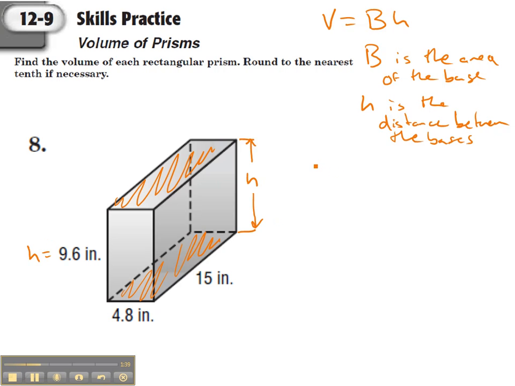Okay, so first we need to find the area of the base. Since the base is a rectangle, the area equals the base times height, little b and little h. Now these are different b's and h's than we were referring to previously. In this case, now we're talking about the base of this rectangle. Little b is 4.8 inches times the height of this rectangle, 15 inches.